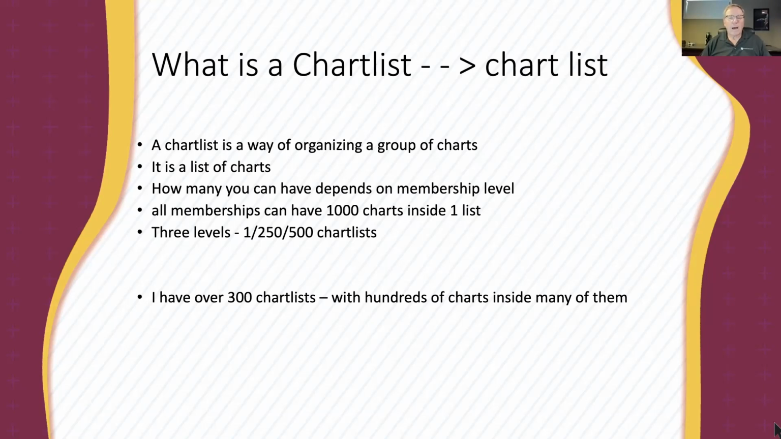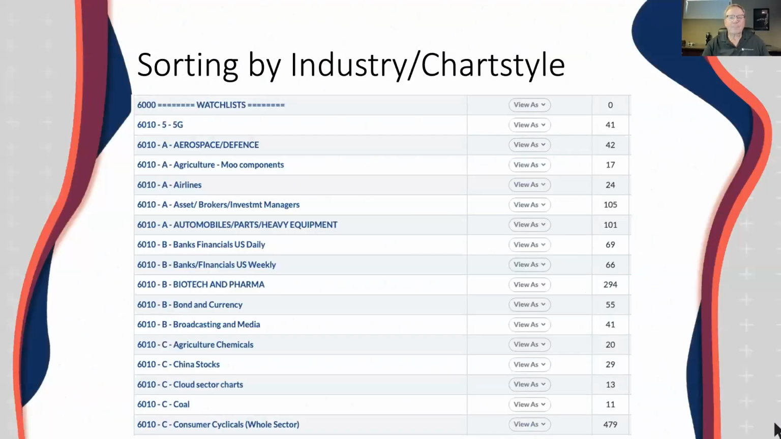And so how many you can have depends on your membership level. All memberships can have at least 1,000 charts inside one list, but there's 3 different membership levels, and you could have 1, 250, or 500 chart lists. I have well over 300 chart lists with hundreds of charts inside many of them. They're my favorite tool. I jump around through them just seamlessly. It's just part of my day.